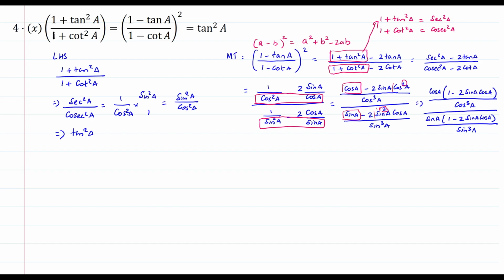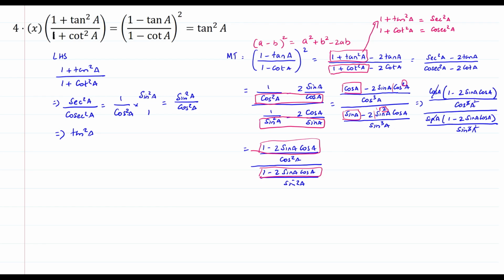Out of cos cube A, 1 cos will go off, and out of sin cube A, 1 sin will go off. What will remain is square. So therefore the next step will be 1 minus 2 sin A cos A divided by cos square A, whole thing divided by 1 minus 2 sin A cos A divided by sin square A. So you can see these two terms are same, this one and this one are same.